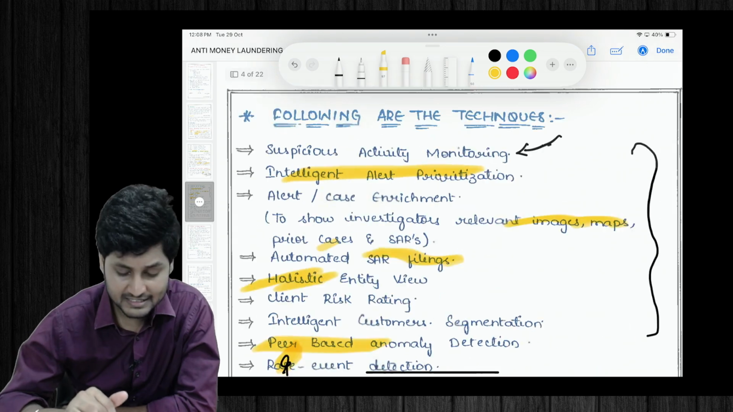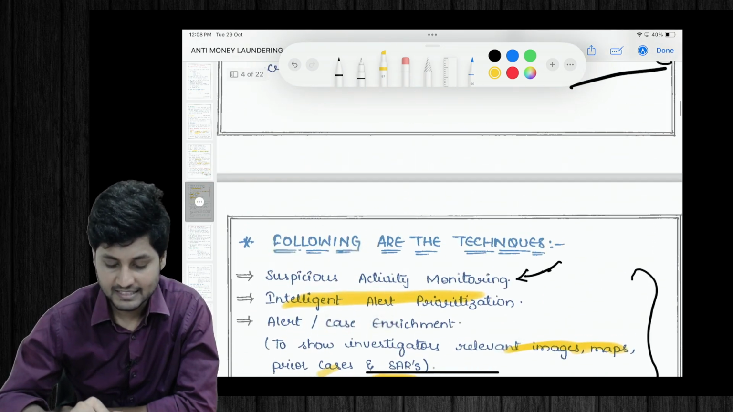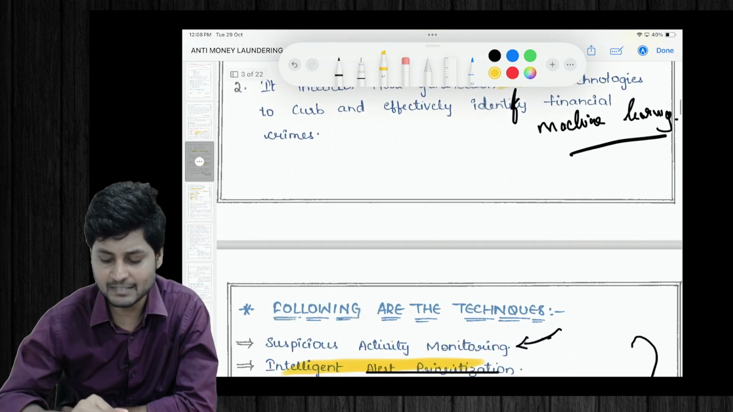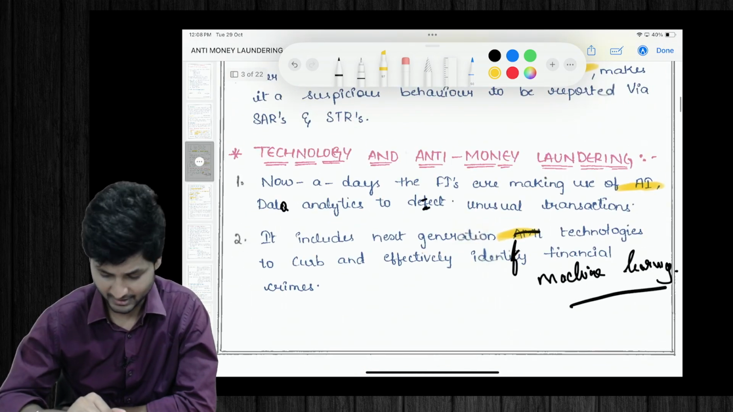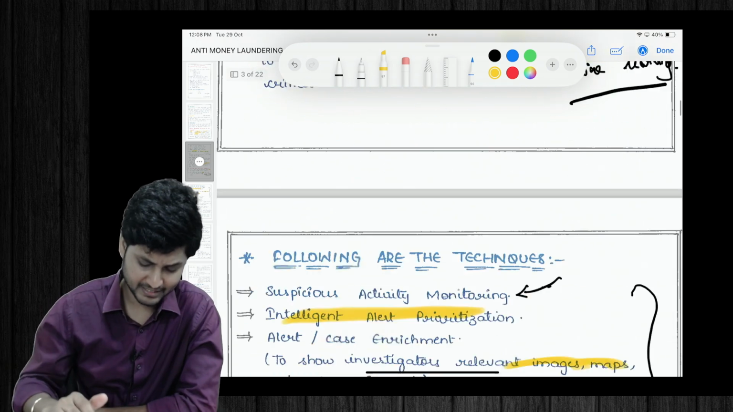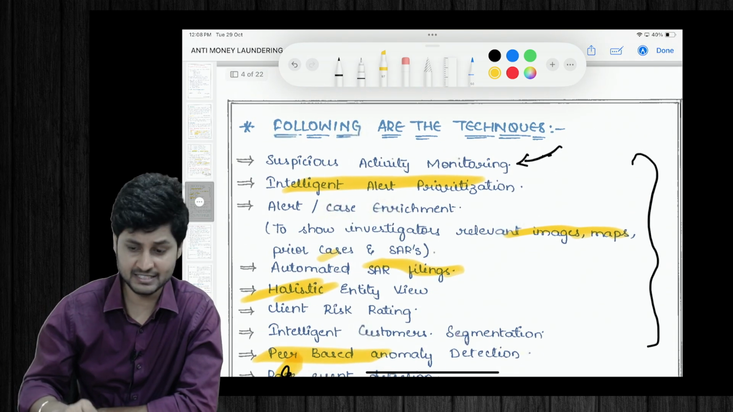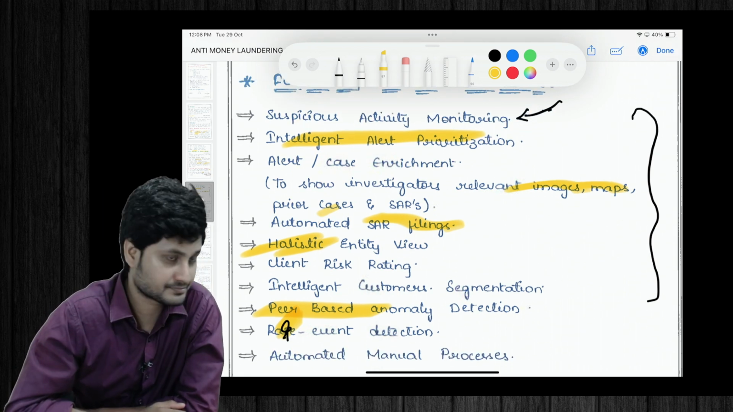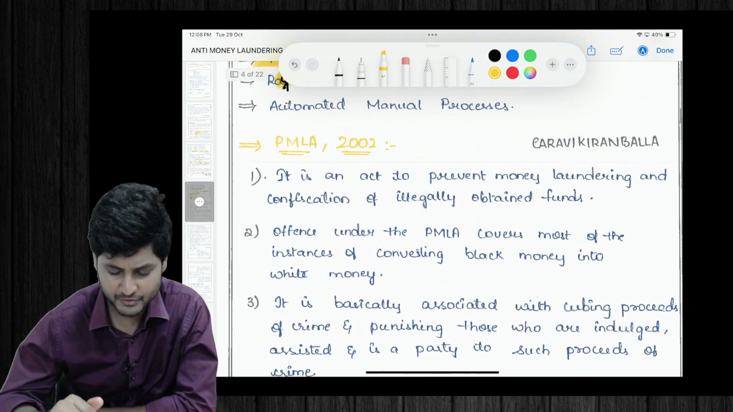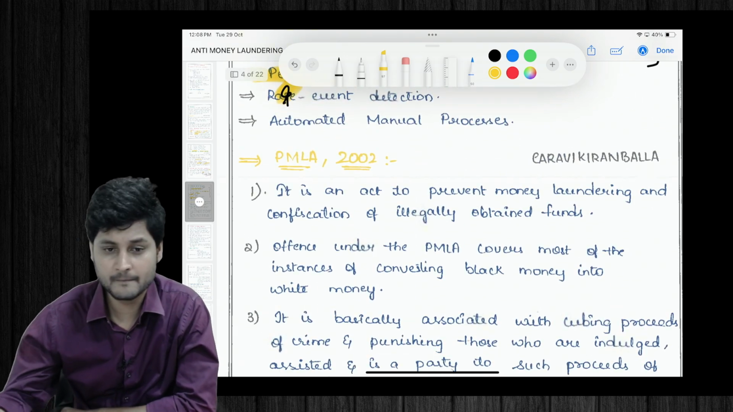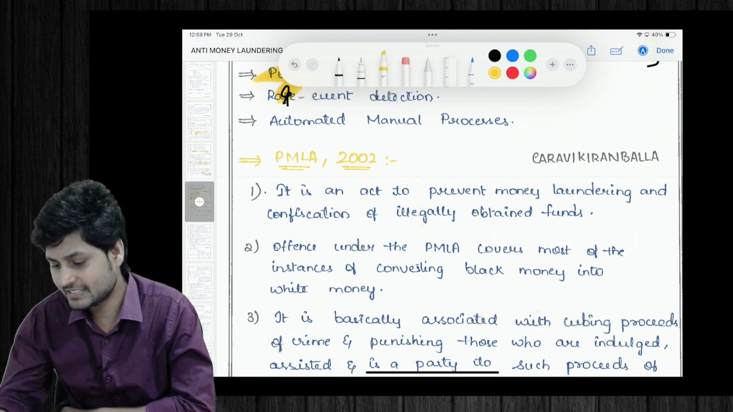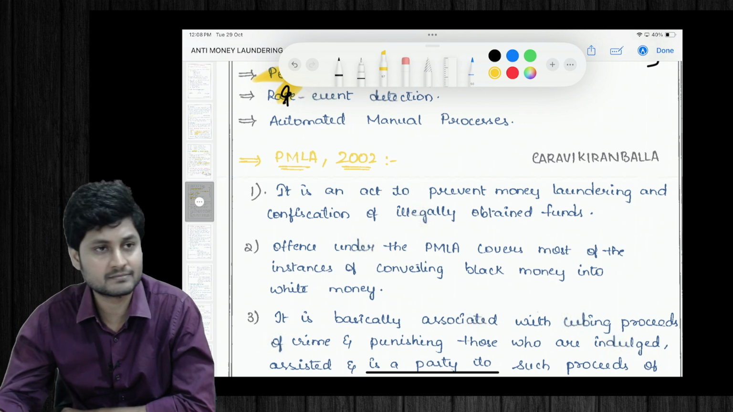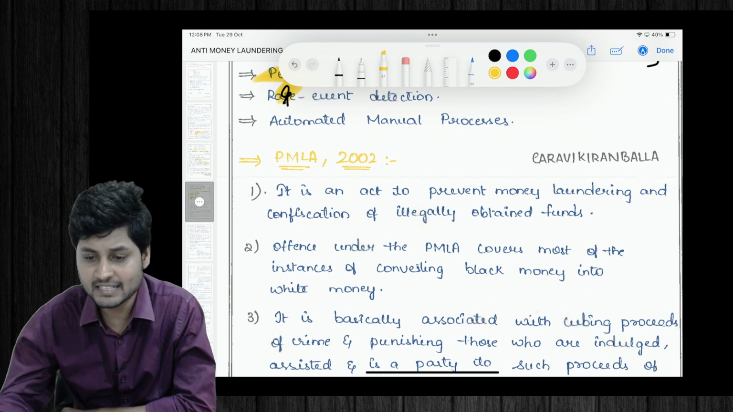So all these are techniques. In anti money laundering, there are certain techniques where we use technologies. Keep it as important. It may come in the final examination, you need to write it. With this, I have completed the basics of money laundering.